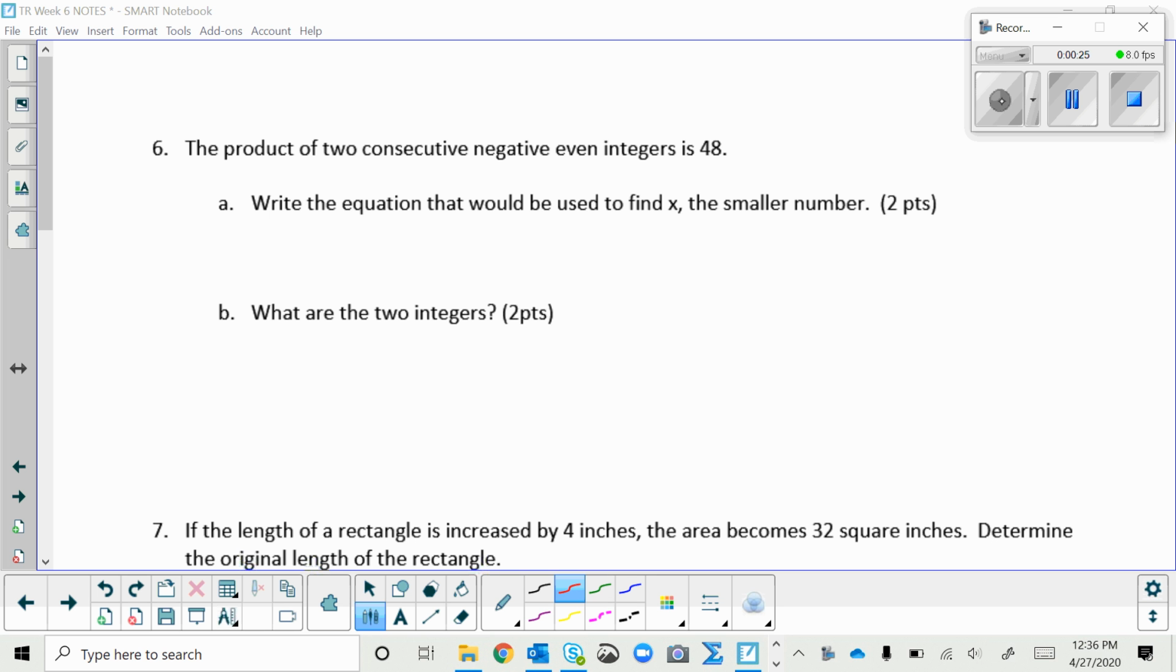There's a lot going on in that sentence, so let's break it down for a minute before we set up our equation. The first thing is this. When we say product of something, that means to do what? Multiply, right? We're going to be multiplying some stuff. We're going to multiply 2 consecutive, negative, even integers. So let's talk about what all those words mean. Consecutive means one after another.